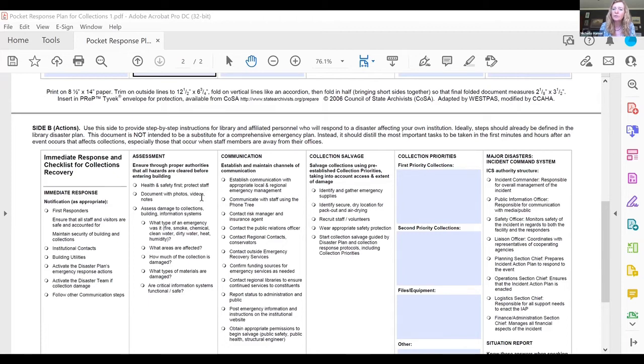So what kind of an emergency was it? So it could be fire, smoke, chemical, clean water, dirty water, heat, humidity. So what's the situation now? And then what areas are affected? So you document that, how much of the collection is damaged, what types of materials are damaged, and are critical information systems functional or safe. So that's your first, just do your assessment of the damage.